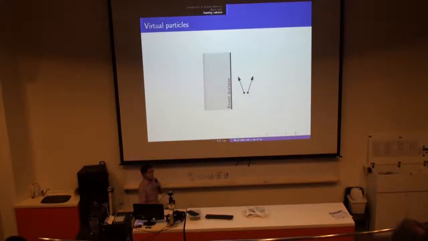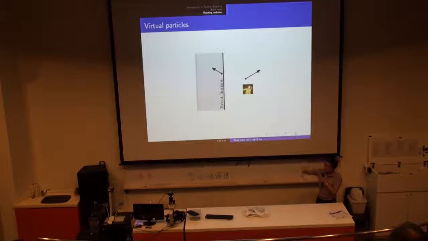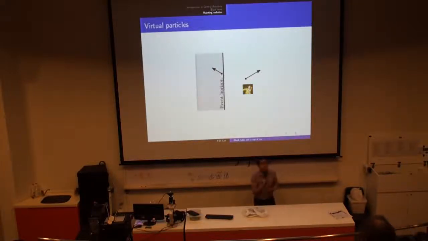If this pair of particles pop out too close to the event horizon, then one of them could fall inside, and the other can escape. So one falls inside, the other escapes. So what does it appear to someone that is a bit further away from the black hole? If you're further away, you're just effectively seeing one random particle escaping out of the horizon. That is the cause of Hawking radiation.